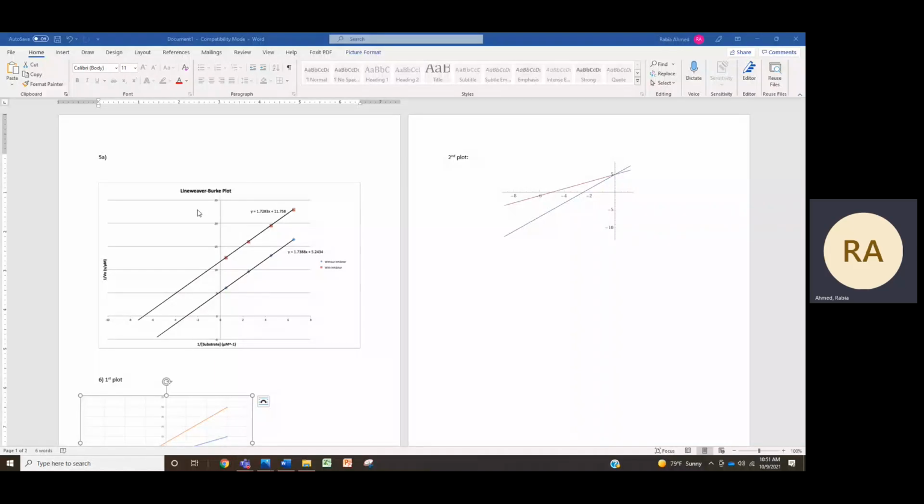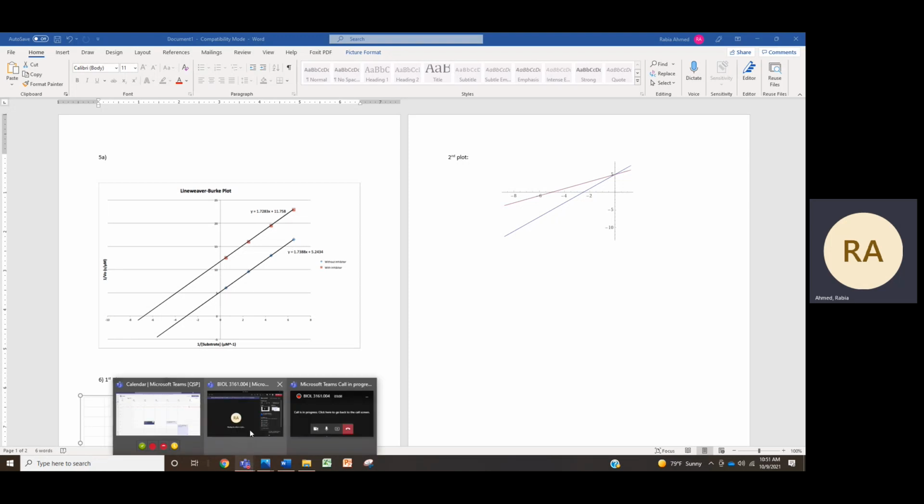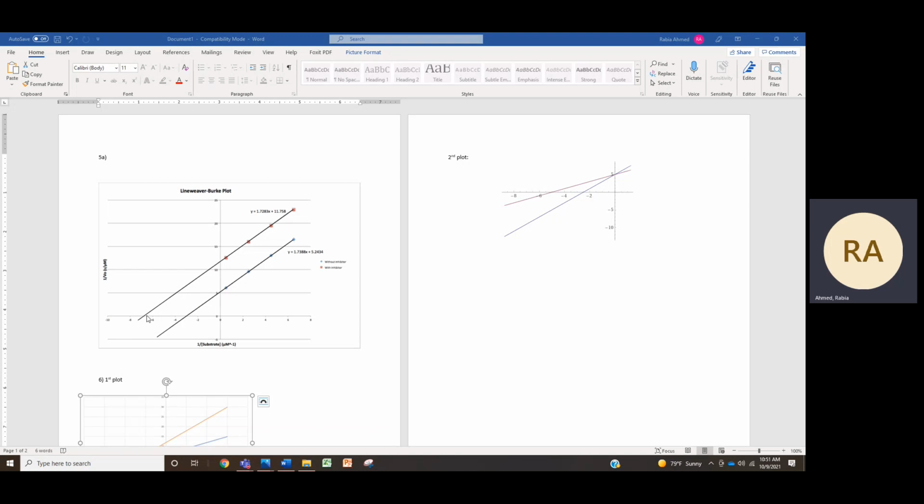So here we have the Lineweaver-Burk plot that I made. And so these are the equations. This one is with the inhibitor, and this one is without the inhibitor. Basically, I figured out my x-intercept and my y-intercept. You can see it by looking at the graph, and the y-intercept is here as well. And this is our slope. That is about it. And then for 5B, let's see.